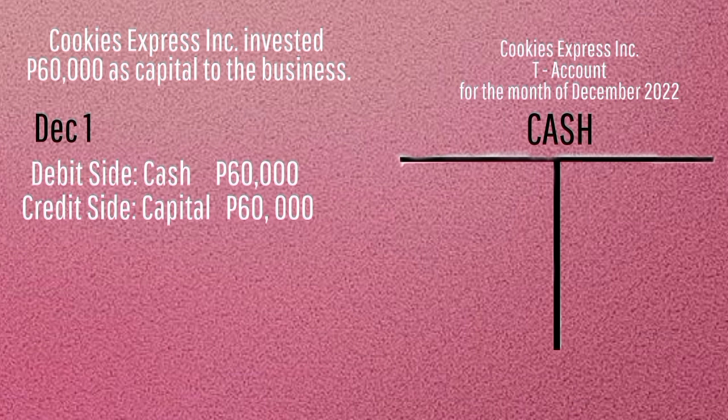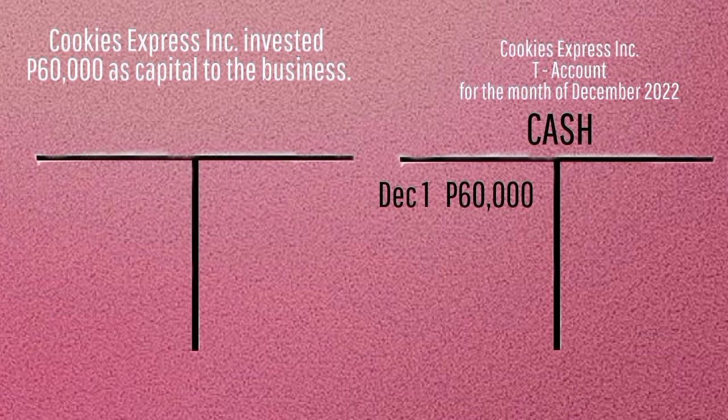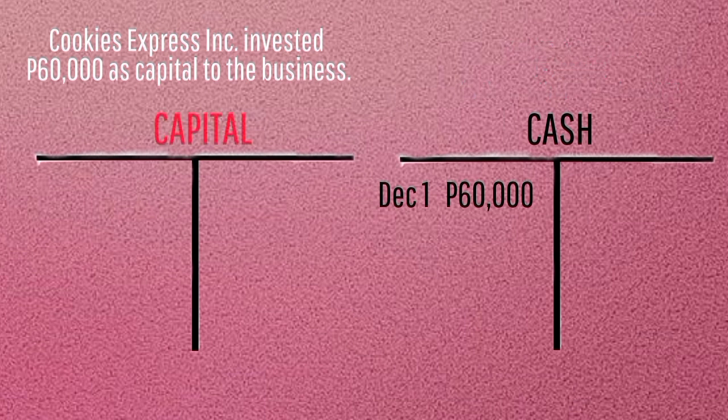Date, December 1. Monetary value, 60,000. Be aware to put it in the debit side. For credit, same format. Put the entry above the T account form, but write the monetary value and the date on the right, since it is credit. Capital, 60,000. Date, December 1. That's it. That's how you plot a T account.